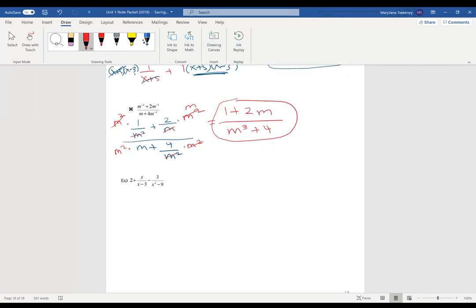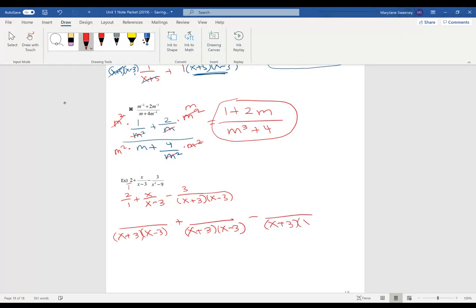And last thing we're going to review is adding and subtracting fractions. So need a common denominator. So first thing you would want to do is factor that denominator so you can see what the common denominator is. X plus 3, x minus 3. So then this fraction would need x plus 3, x minus 3. And then the last fraction, x plus 3, x minus 3 would be the common denominator.